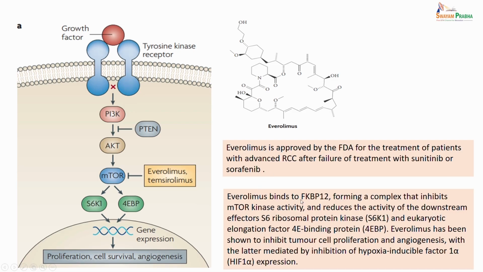And everolimus binds to the FKBP12, forming a complex that inhibits the mTOR kinase activity, and it reduces the downstream activity of the S6 ribosomal protein kinase 1 and the eukaryotic elongation factor 4E binding protein. That is, what is this 4-EBP? So, everolimus has been shown to inhibit tumor cell proliferation and angiogenesis, with the latter mediated by the inhibition of hypoxia inducible factor 1 alpha expression.